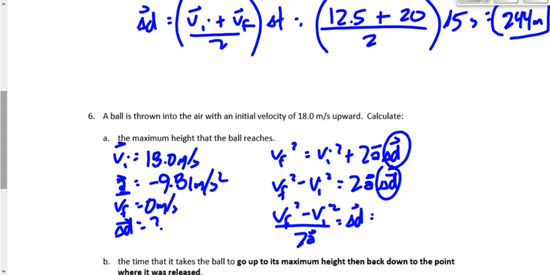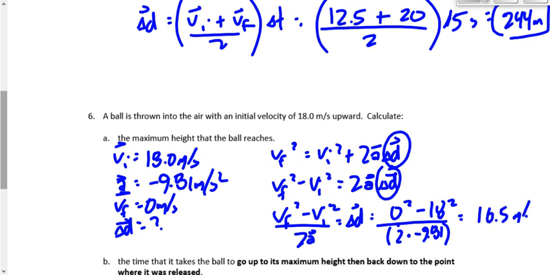So what do we got here now? Vf is 0 squared minus 18 squared over 2 times negative 9.81. And when we do the math on that one, we end up getting 16.5 meters.